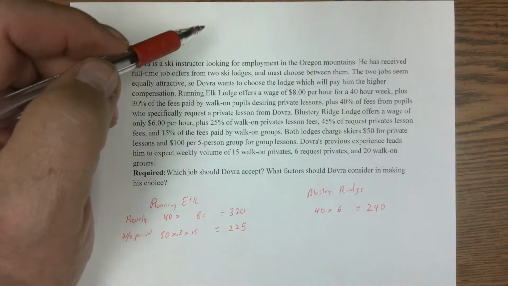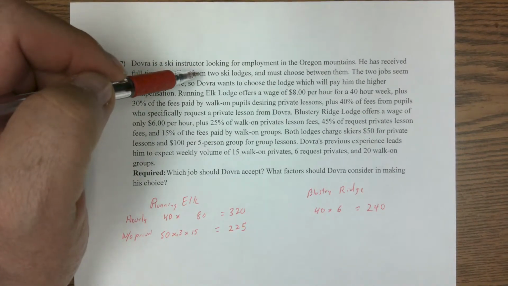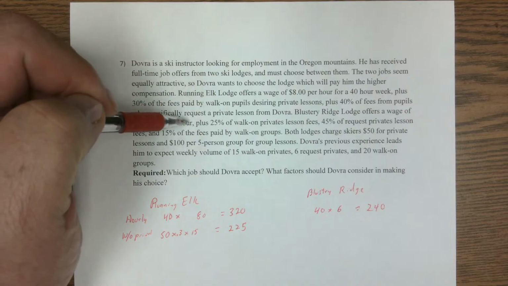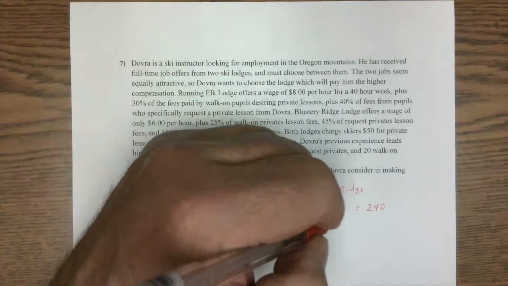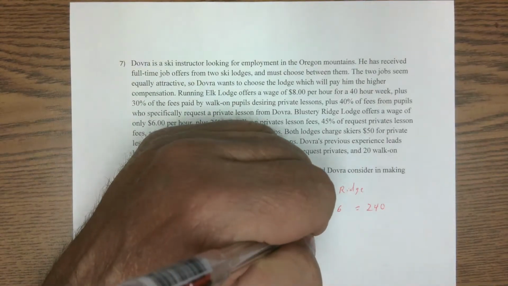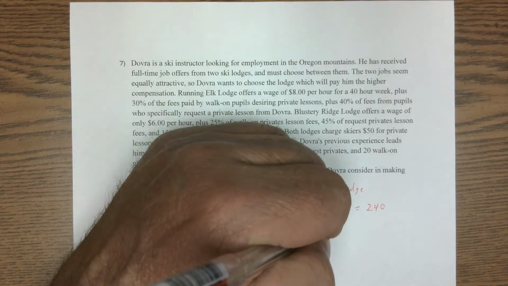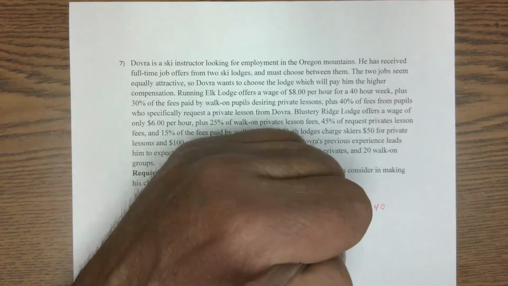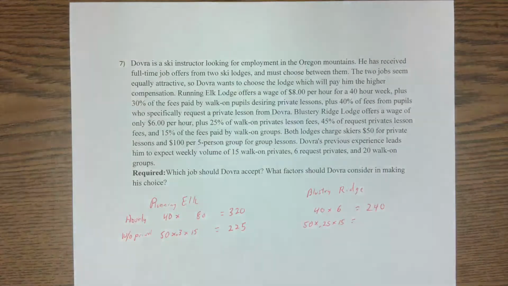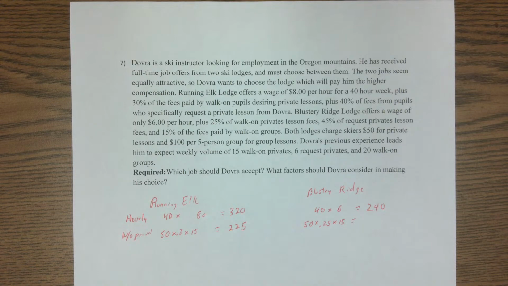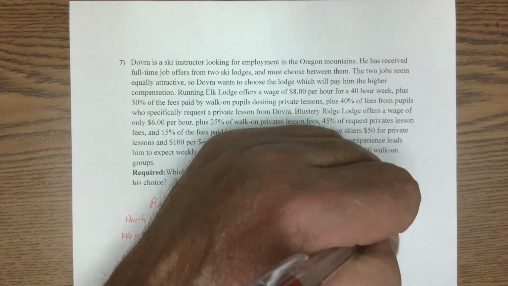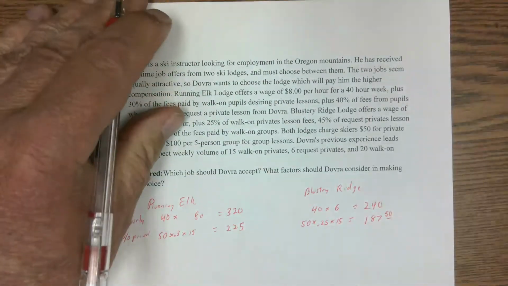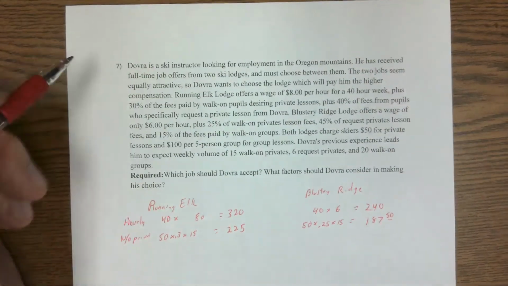Whereas the Blustery Ridge pays 25% of walk-on private lesson fees. So here we're going to have 50 times 0.25 times 15, which is $187.50. Okay.